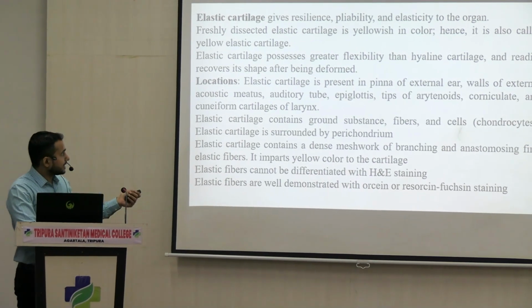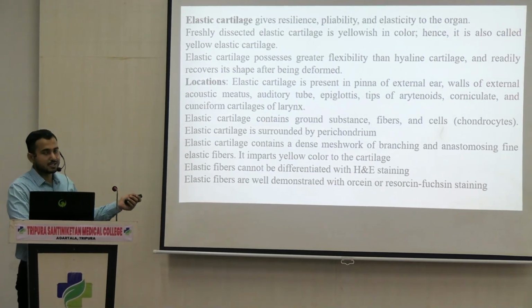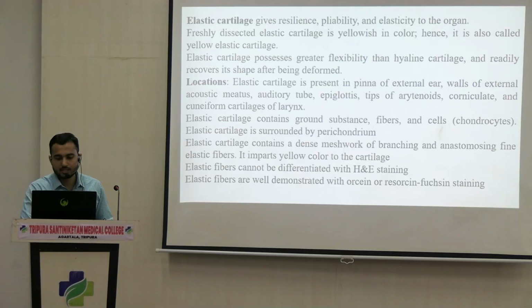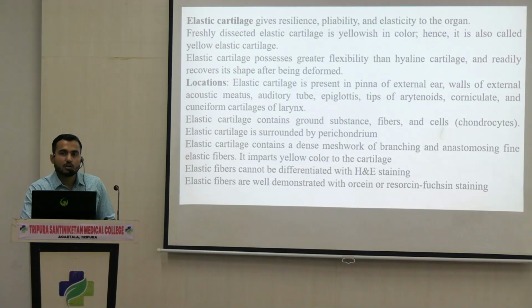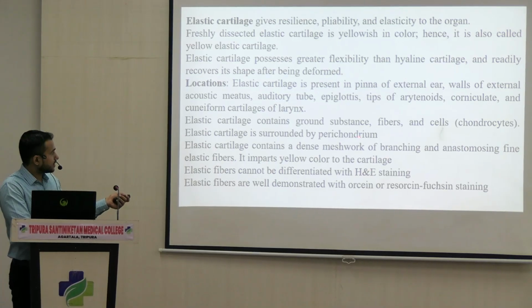Next, there are some other areas also. For example, epiglottis, arytenoid, corniculate cartilage. These are the areas where elastic cartilages are present. Now, what is the speciality of the elastic cartilage? First of all, it is surrounded by perichondrium.